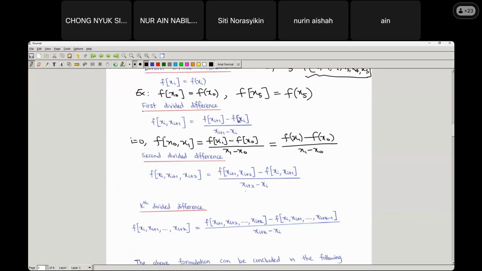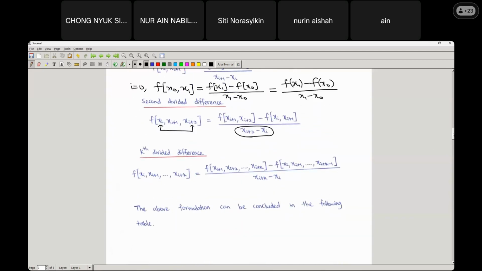Okay, so here you need to be extra careful. You take the smallest at the first and the last element, and then you divide, you take the subtraction, all right? So in general, for the k-th divided difference, this is the general form. So for the k-th divided difference, you can write it in terms of this formula, all right?